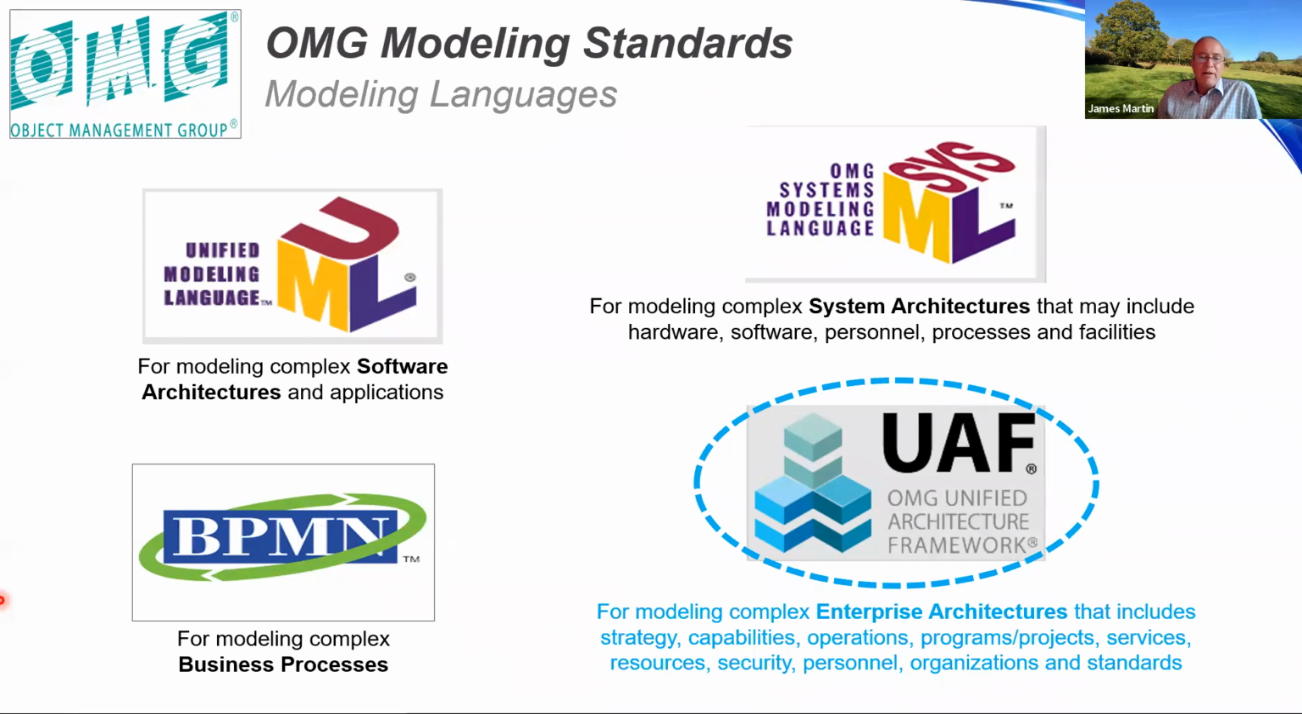And today I'm going to focus on the Unified Architecture Framework, which is designed for modeling enterprise architectures. That includes not just system elements like hardware, software, personnel, and processes, but also you can model strategy, capabilities, operations, programs and projects, of course, services, resources, security, personnel, organizations, and standards. So it's a wide variety of different viewpoints of the enterprise as a whole.